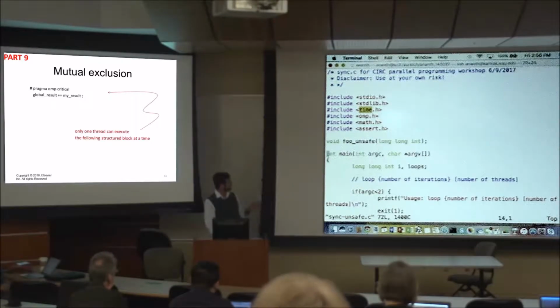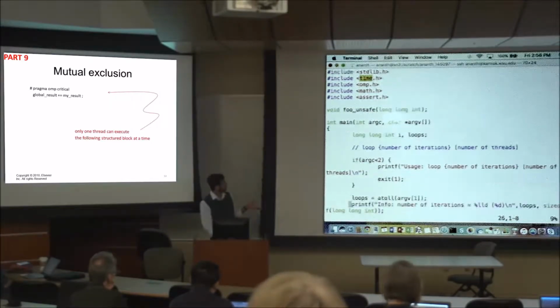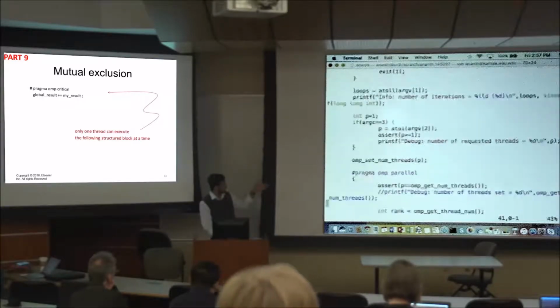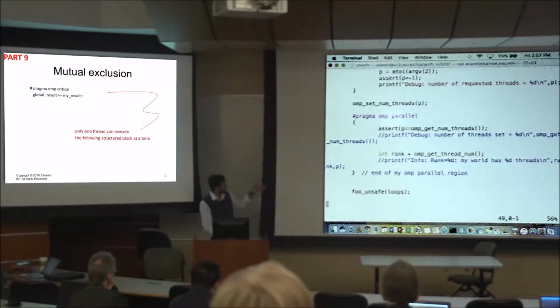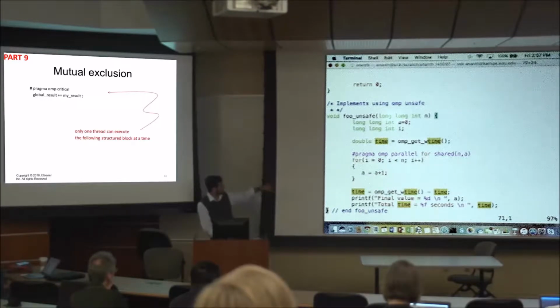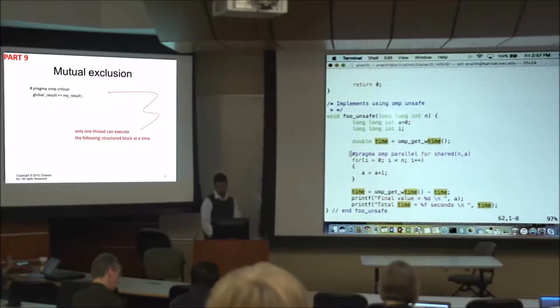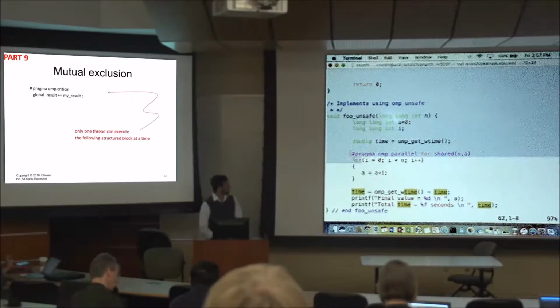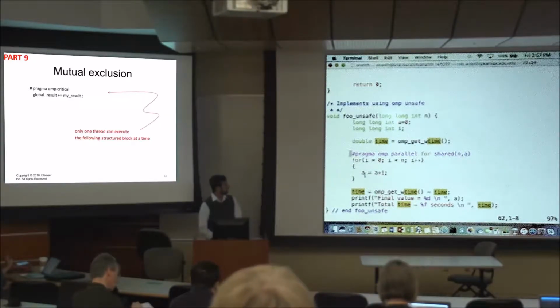The sync unsafe function is basically an unsafe implementation of this function. So it's calling this function, and we'll focus only on this part here. Did I already change anything here? Looks like yeah. Okay, that's fine. So let's say here is my function, a sum function foo. It's unsafe. And then here is my for loop, and all the for loop does is a equals a plus 1.